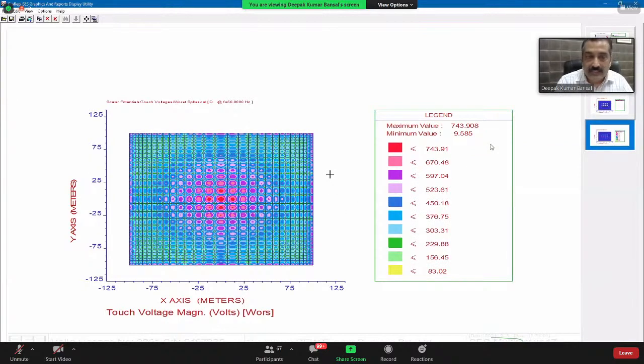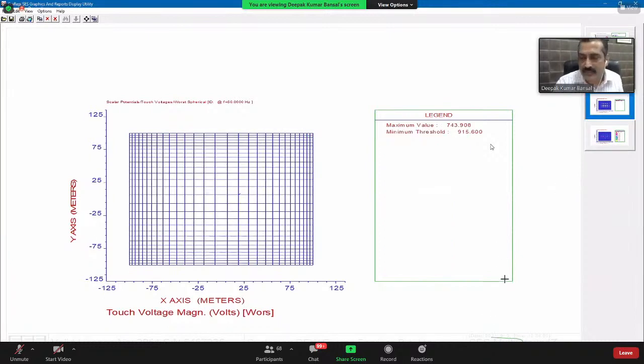But if you want to analyze it, you can see a very uniform and very beautiful pattern because I have taken, let's say, uniform grids in the x and y axis. In the center the voltage level is 743 and it reduces towards the blue, 303 volt. At the edges it is around 597 and 523 volt. This is the kind of pattern emerging in that substation, but it is safe. That is more important.